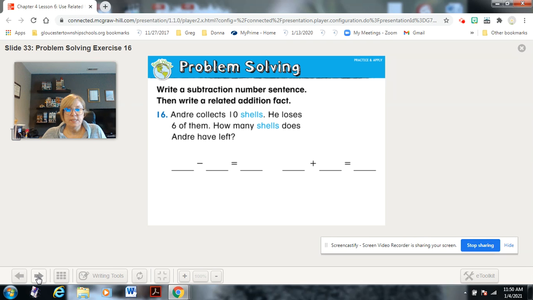Number 16. Andre collects 10 shells. He loses 6 of them. How many shells does Andre have left? All right, pause and solve. All right, he had 10, he loses 6, he had 4 left. And there is the related addition fact.